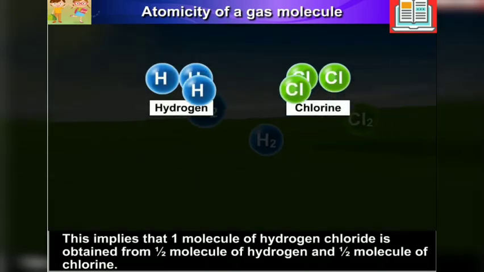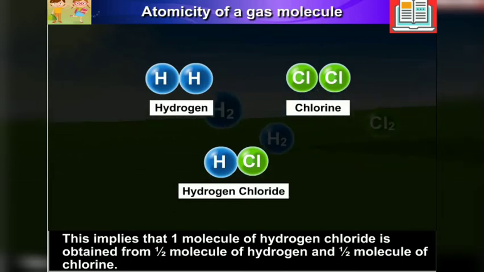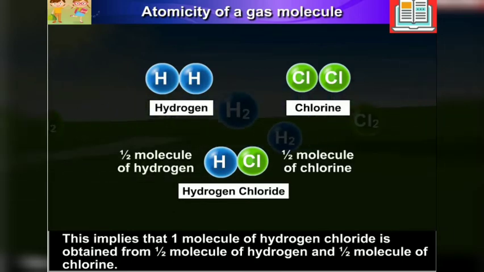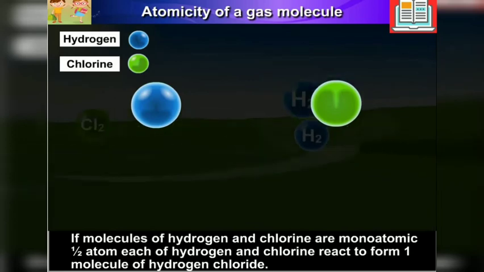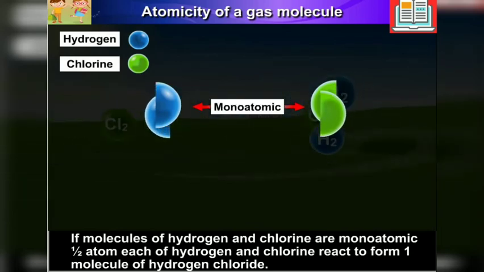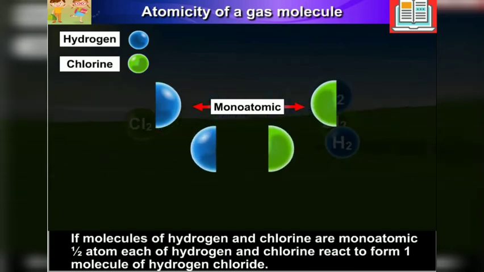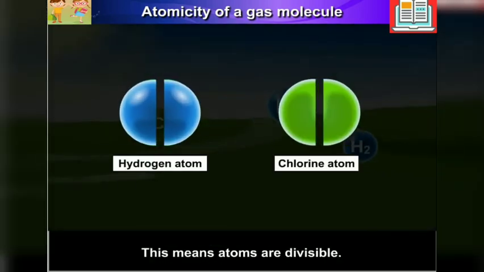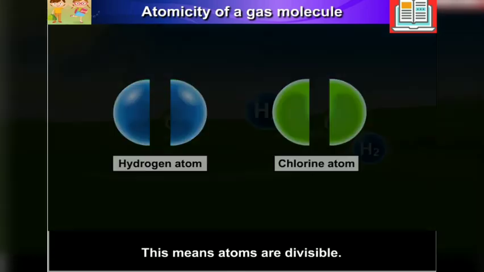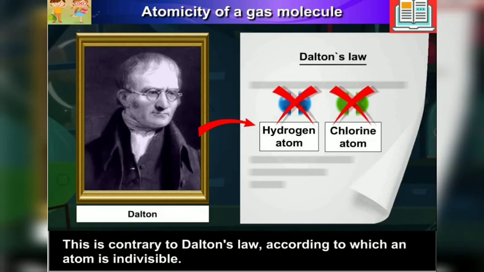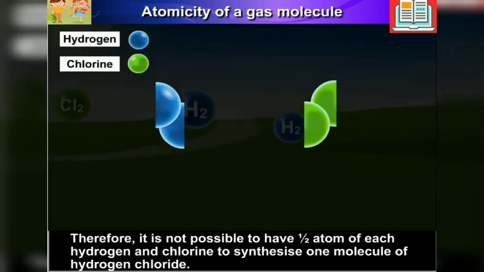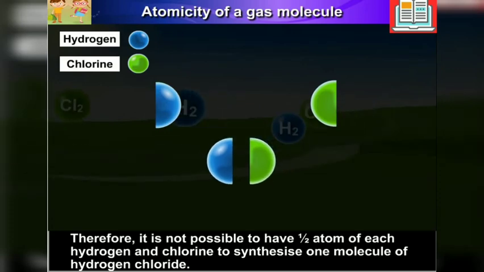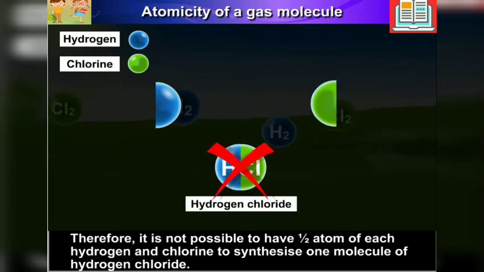This implies that 1 molecule of hydrogen chloride is obtained from 1/2 molecule of hydrogen and 1/2 molecule of chlorine. If molecules of hydrogen and chlorine are monoatomic, 1/2 atom each of hydrogen and chlorine react to form 1 molecule of hydrogen chloride. This means atoms are divisible. This is contrary to Dalton's law, according to which an atom is indivisible. Therefore, it is not possible to have 1/2 atom of each of hydrogen and chlorine to synthesize 1 molecule of hydrogen chloride.